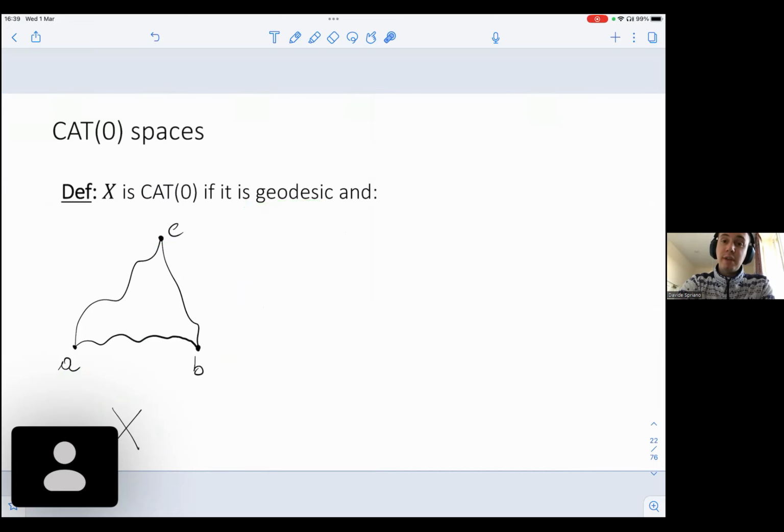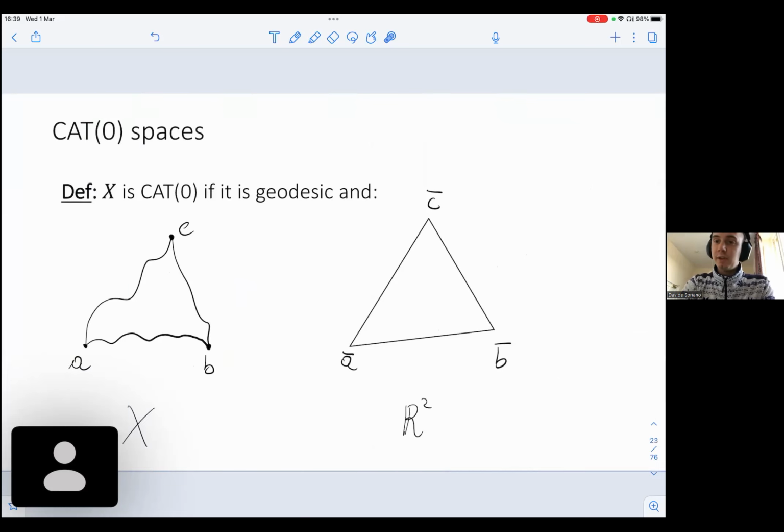And then I can look at the quantities: the distance between A and B, the distance between B and C, and between A and C. Those are 3 numbers which need to satisfy the triangle inequality because this is a metric space. So in particular, there exists a triangle in R^2, which is Euclidean 2-space, that has the same side lengths. Okay, and then I just call A bar, B bar, and C bar the vertices of this triangle.